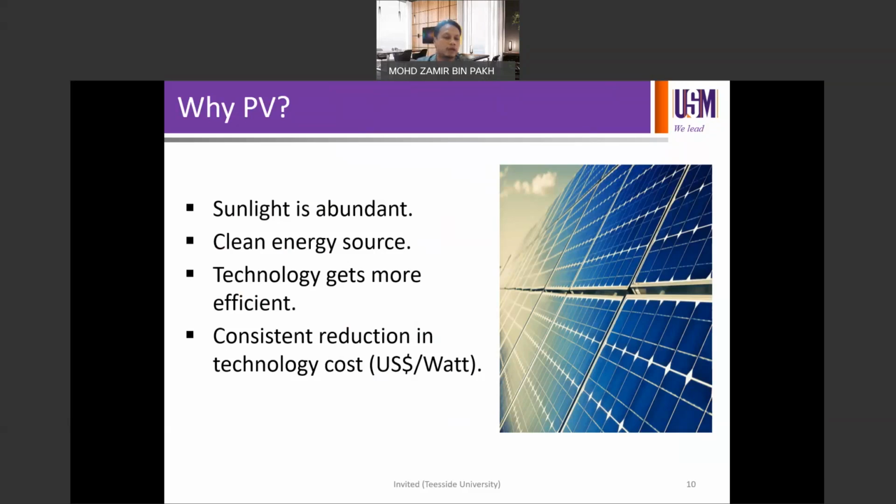I'll show you how it looks since our very first data back in 1976, documented by NREL, or National Renewable Energy Laboratory in the US. I'll show you that in a moment. And we also have consistent reduction in technology costs, which is used as the benchmark to measure the viability of a technology in PV. It's normally calculated in US dollar per watt. And later on, I'll show you how the technology cost has evolved over the last 50, 60 years until 2020.